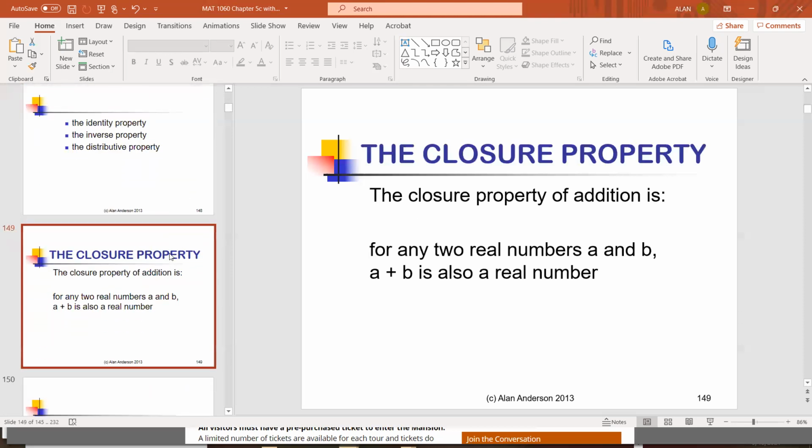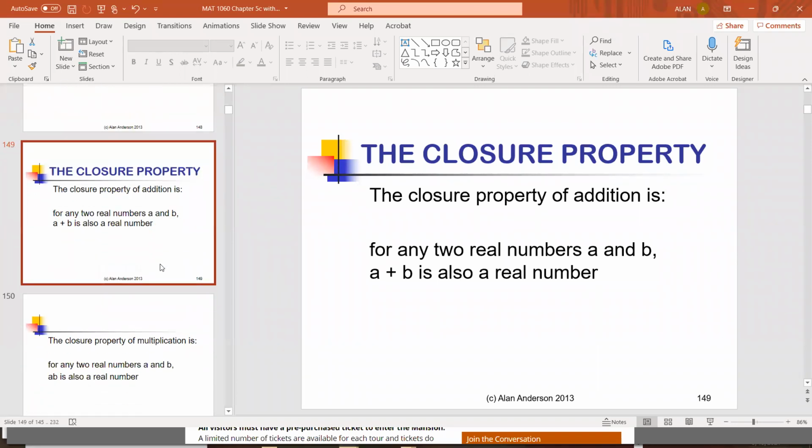For example, the closure property, this one is pretty self-explanatory. If I add any 2 real numbers, no matter what they are, their sum will also be a real number. In other words, I can't create an imaginary number simply by adding 2 real numbers together. That's it. Now, by the way, this holds for multiplication as well.